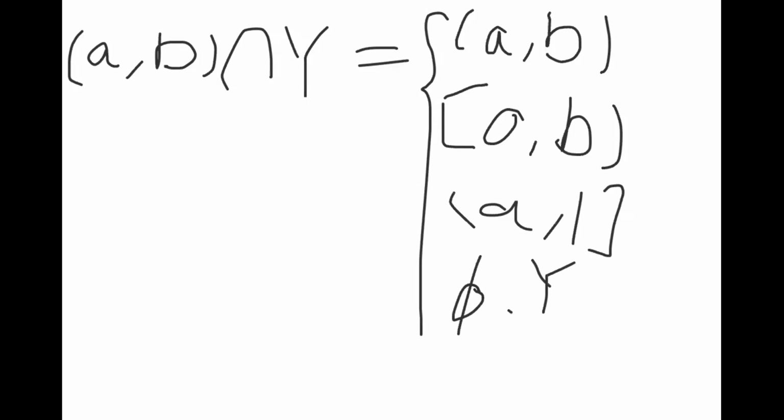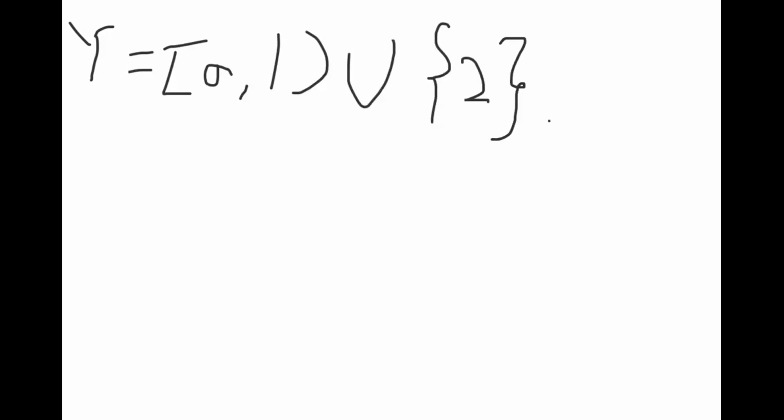But there are some other topologies that don't follow these rules. For example, if Y is the subset, the half-closed set [0, 1) together with 2, then the order topology itself is not the subspace topology that Y inherits from the real line R.